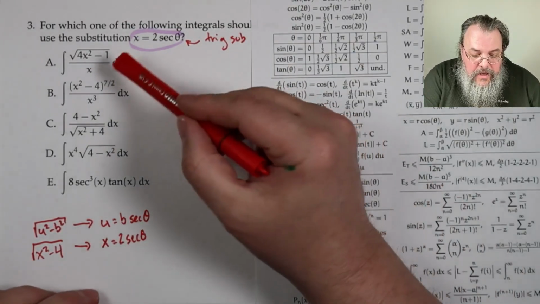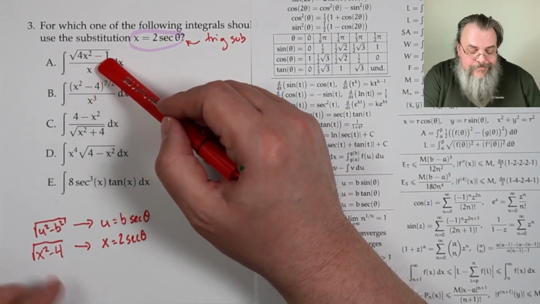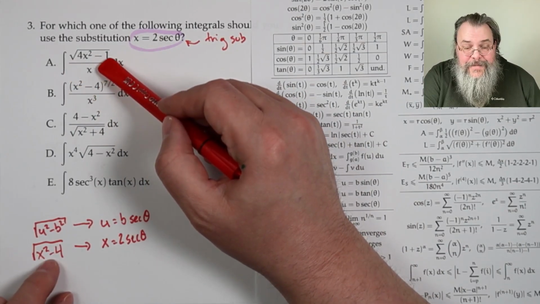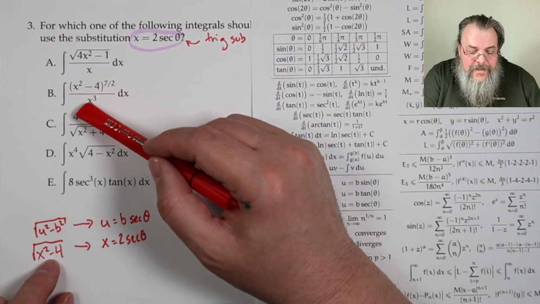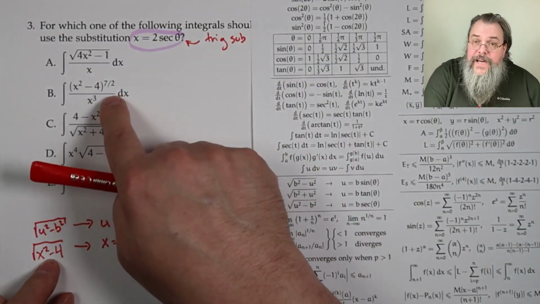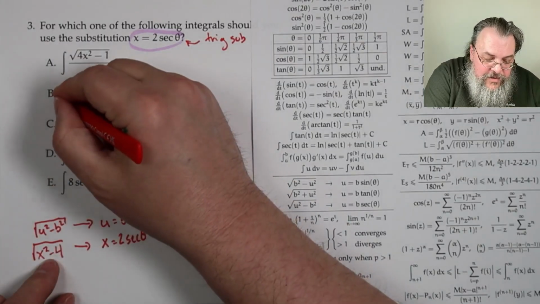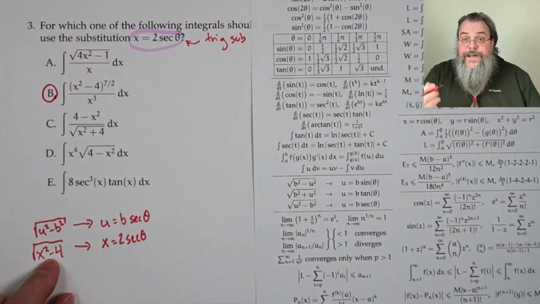Now, you'll see that we have some square roots here. This has a 4x squared minus 1. That's not x squared minus 4. This has an x squared minus 4 inside a square root, because you see how that 7 halves? That's really to the 1/2 to the 7th. So that must be our answer. So we'll go ahead and circle it, but let's go ahead and talk about the rest.